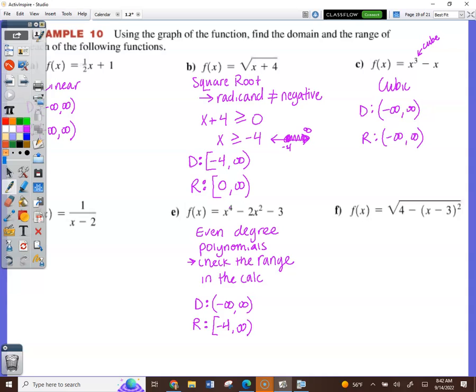If you need to add an extra note for range, we did second calc, and I'm going to write max slash min, because if it's opening down, you need to push the max option. If it's opening up, you need to push the min.